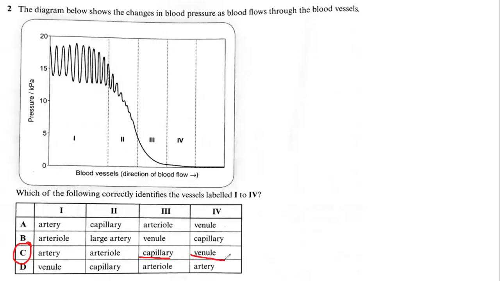So like you're saying, it's talking about the order in which we have the pressure. The highest pressure obviously is going to be in the arteries, then in the arterioles, then in the capillaries, then in the venules. So this is just talking about how much pressure each structure could hold. So the correct answer is definitely going to be C.